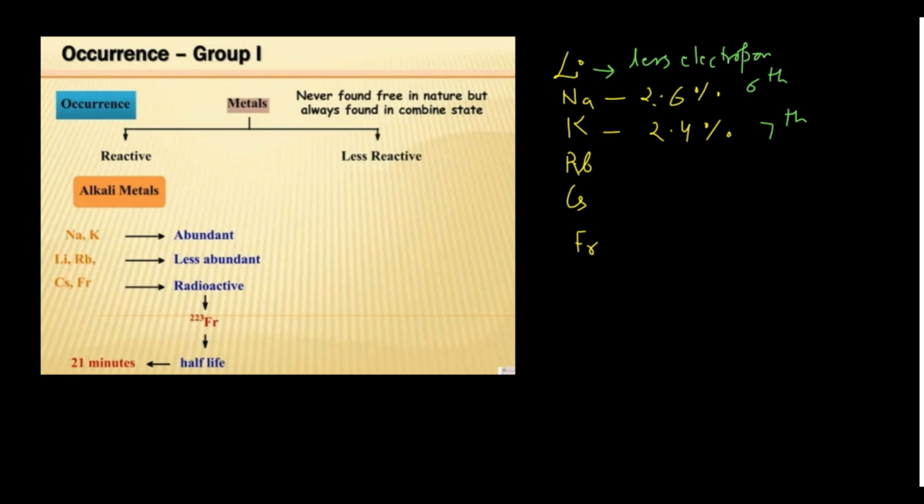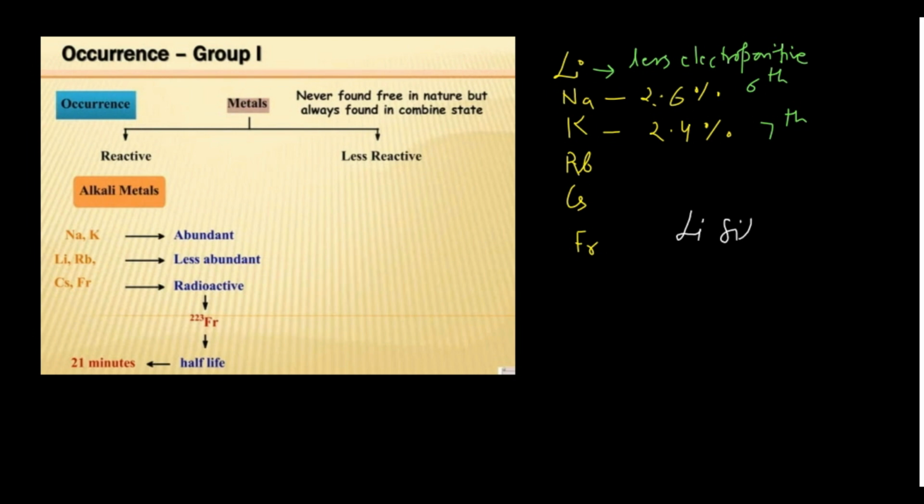However, I will discuss the anomalous behavior of lithium in much detail later, but right now you can understand that, out of all the alkali metals, lithium is actually the least electropositive. That's why it is found in nature as silicates. So please remember this point. This is very important from your examination point of view.